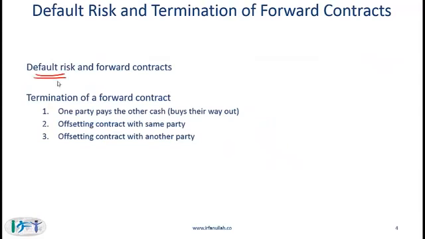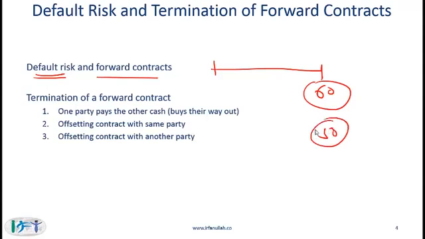Default risk is an important concept that you need to understand in the context of forward contracts. The high-level statement is that default risk does exist in forward contracts. If we go back to the example that I was just talking about, let's say that at expiration, the share price has gone up to 60 and the short party does not deliver. The short party does not deliver the stock for the agreed upon price of 50. Then this is a default. The risk of this happening is called default risk or credit risk.